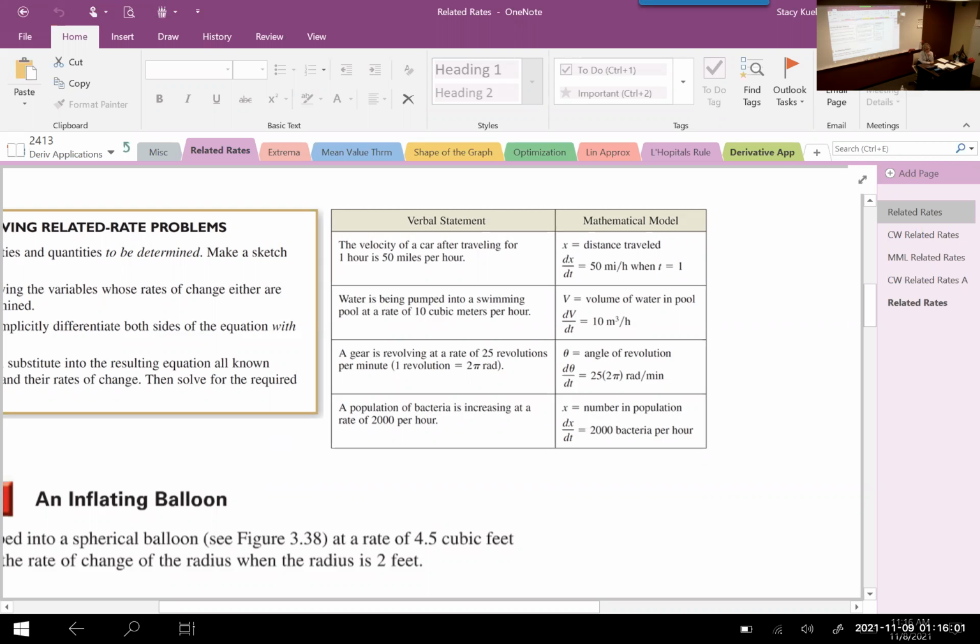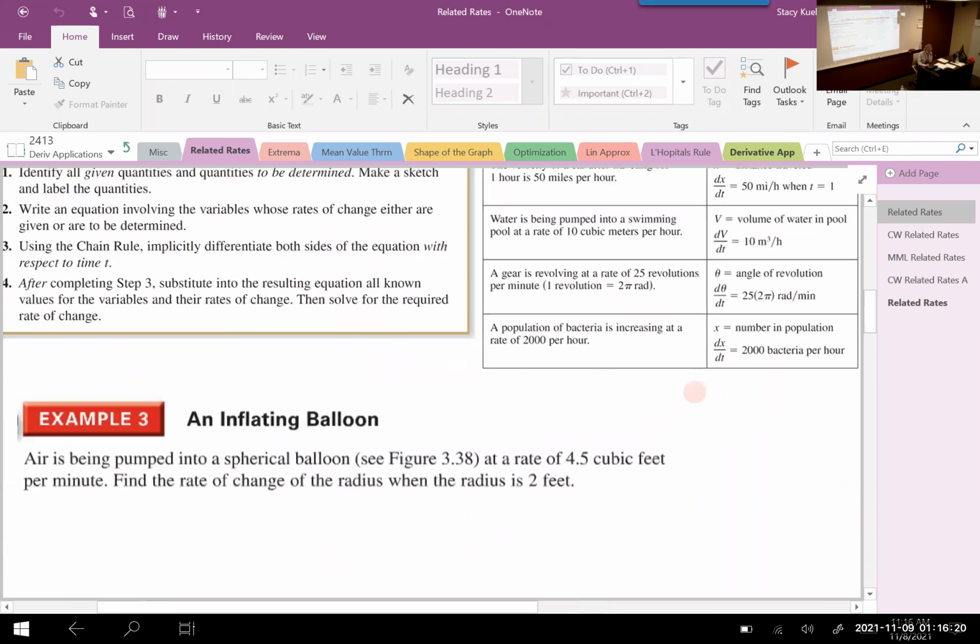That's going to come back and we're going to look at that a little bit again. So that would be the 25 times 2 pi, at 2 pi with 1 revolution, right? So 25 times 2 pi radians per minute makes it into d theta dt. Okay, and we'll look at one of those in a minute. Okay, so let's just kind of get started here.